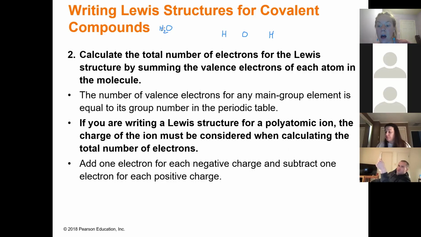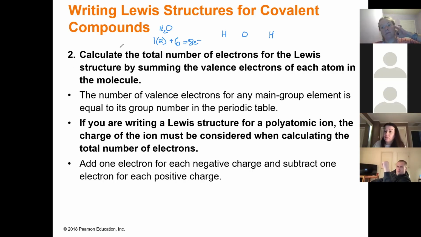So hydrogen is in column 1. So hydrogen will bring 1 electron. How many hydrogens are there in this molecule? There are 2 hydrogens in the molecule. So I do need to multiply that value by 2. You multiply it by whatever the subscript is. Then I'm going to add that to the number of oxygen valence electrons. So oxygen is in column 6. So oxygen will bring 6 electrons. All right, 1 times 2 is 2 plus 6 gives me a total of 8 valence electrons.